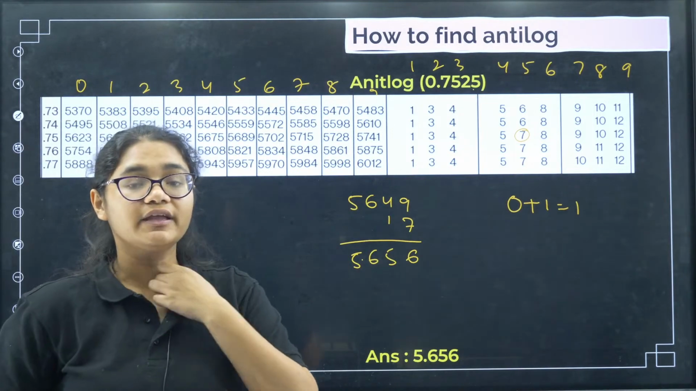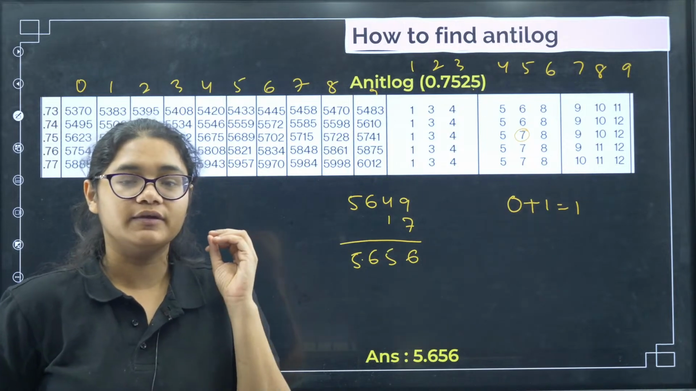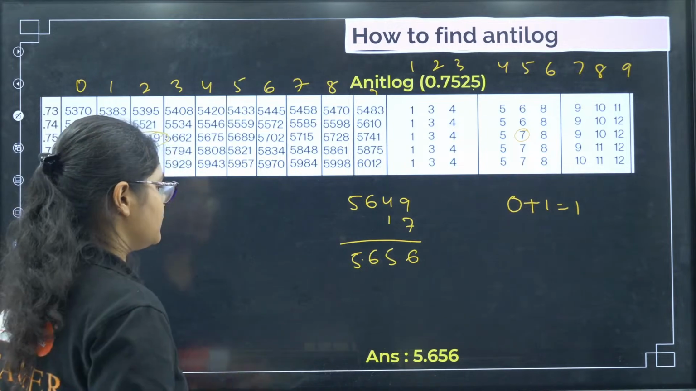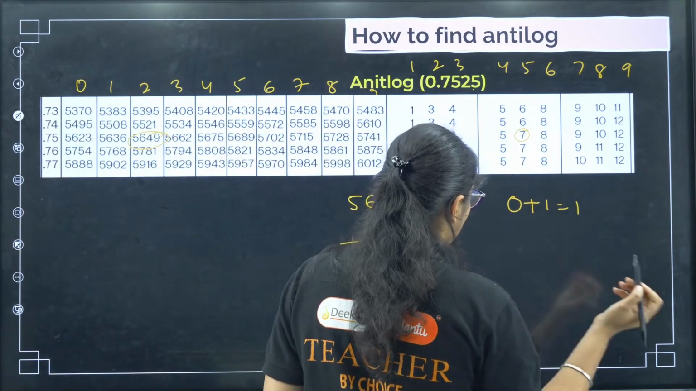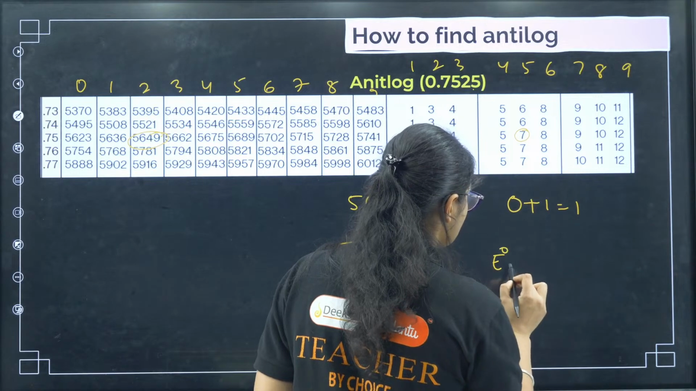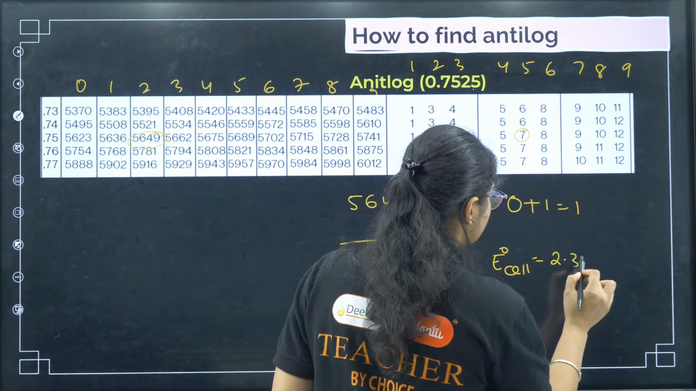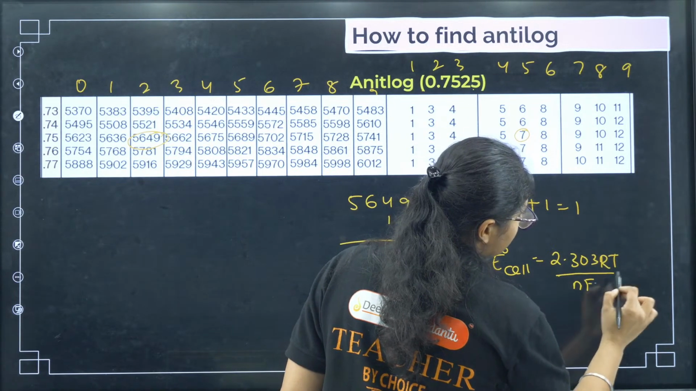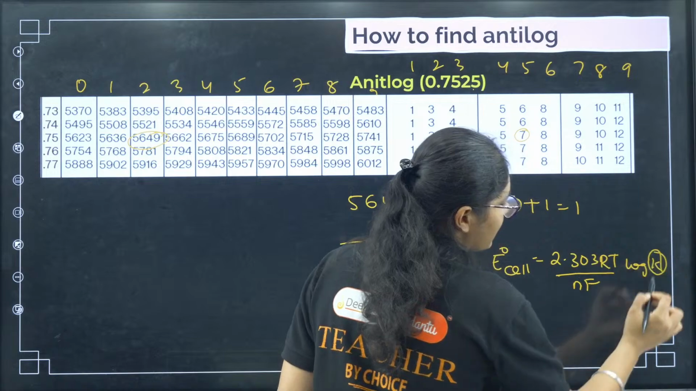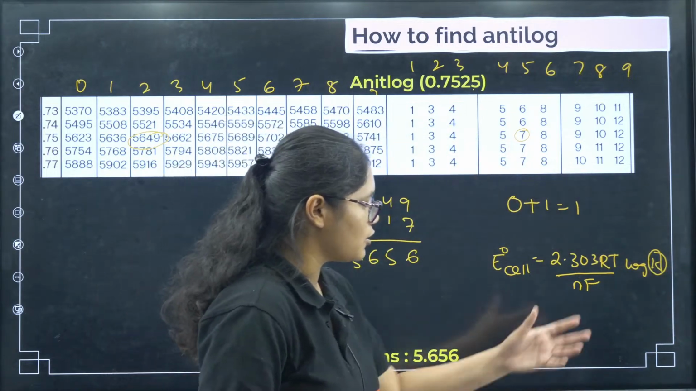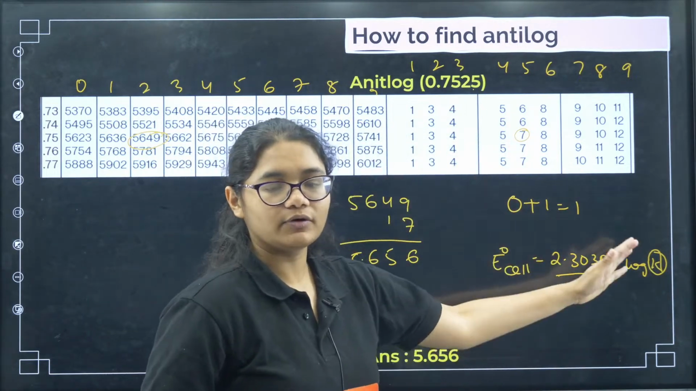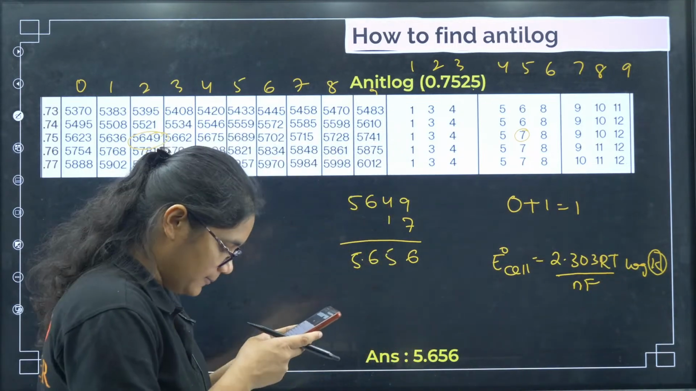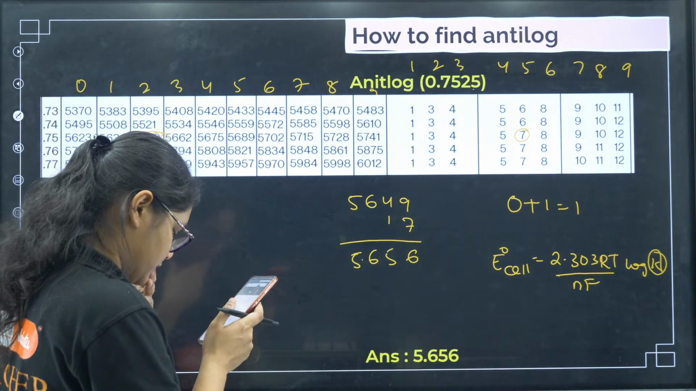Pradhan Raj, where do we use antilog in chemistry? We use antilog to find the equilibrium constant. For example, you have a question like this: E naught of the cell is equal to 2.303 RT by nF log of K, right? If the K value is asked, you have to solve the complete value on this side, then take antilog on both sides. So that time you need to calculate the value of K. Yes, very good.